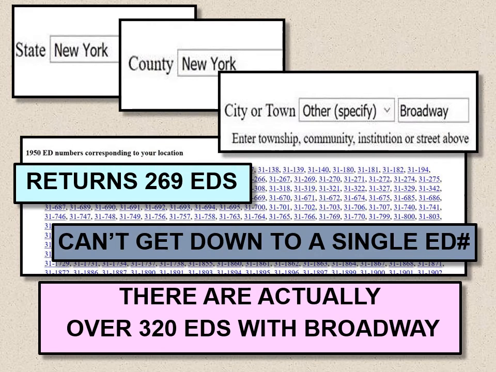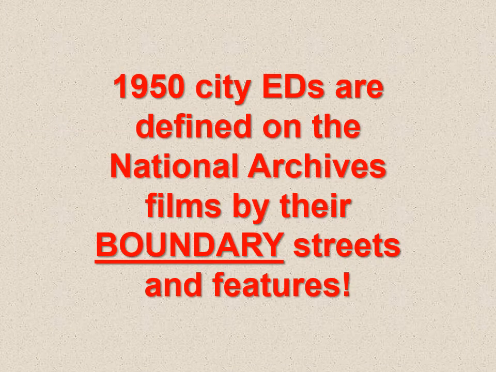Why am I missing them? Well, the 1950 city EDs are defined on the National Archive films by their boundary streets and features. So if you're dealing with an internal street, it's not going to show on the database that is on the OneStep unified tool. Okay, so be careful about that.